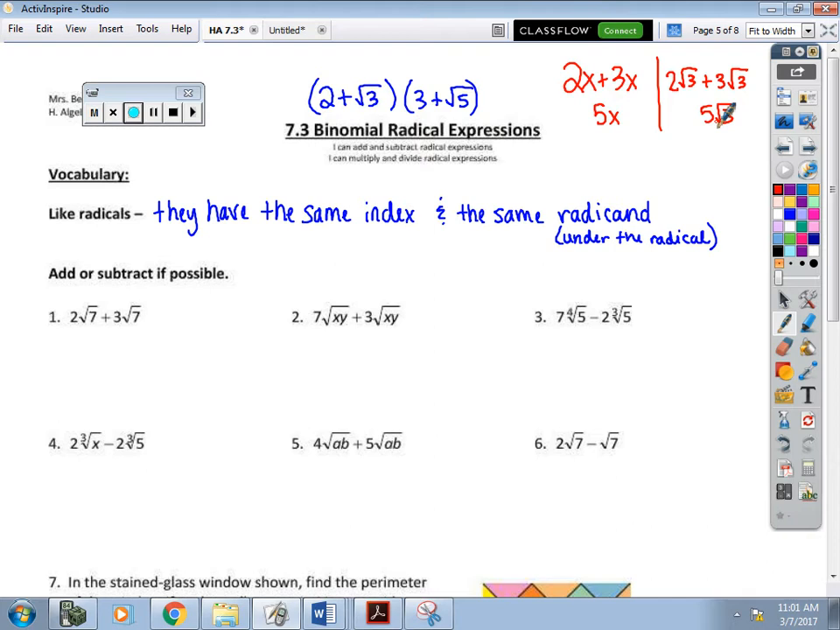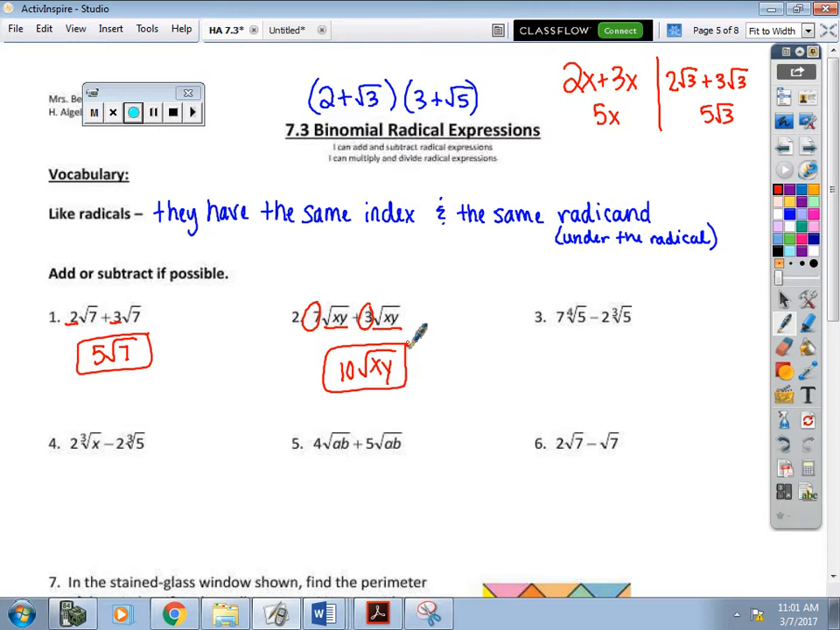Down here it asks us to add or subtract if possible. There's a case where we are not able to do so. You want to check and make sure that the index is the same. You have square root and square root. You have 7 and 7, so that matches the definition of like radicals. So you can go ahead and add 2 and 3 to get 5 square root of 7. The next one, square root of xy and square root of xy, we can go ahead and add the coefficients to get 10 square root of xy.